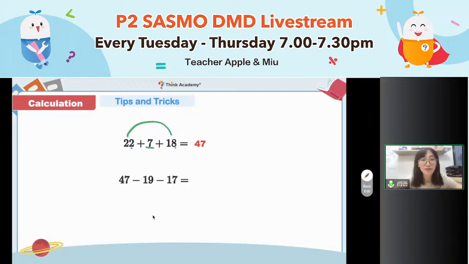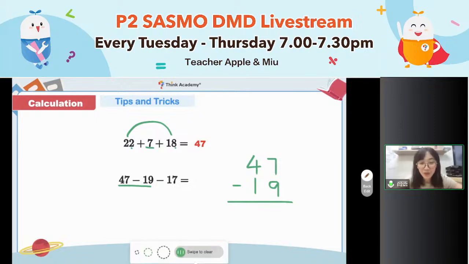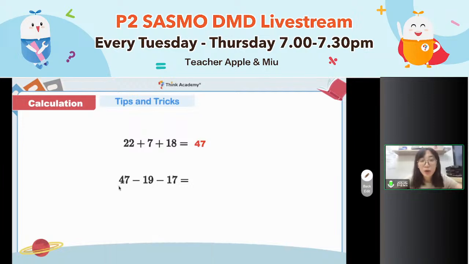Okay, the second one. Again, 47 minus 19 minus 17 equals to... Do I need to turn that into the vertical form? Okay, again, write it down. 47 and then minus 19. Okay, 7 cannot minus 9. You need to borrow. Do I need to do it this way? No, okay. Again, what is the easier way? Yes, the easier way, 47. And then what should we do?